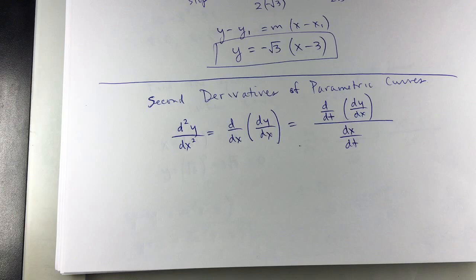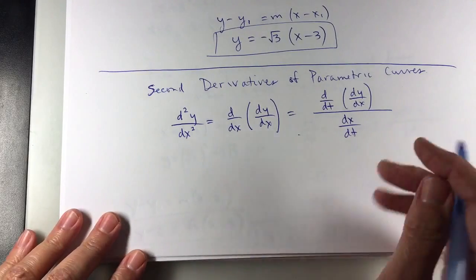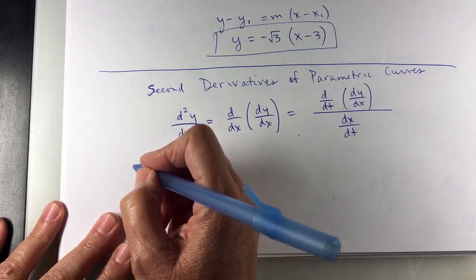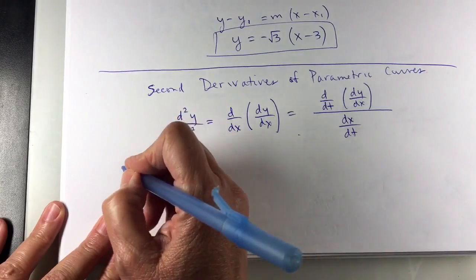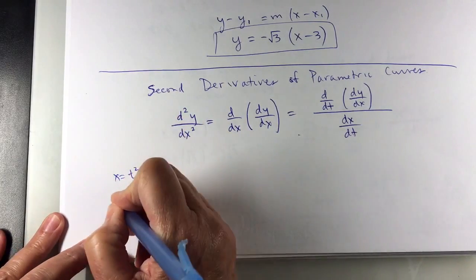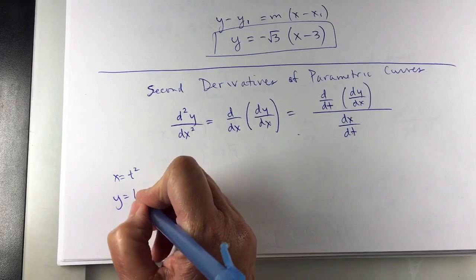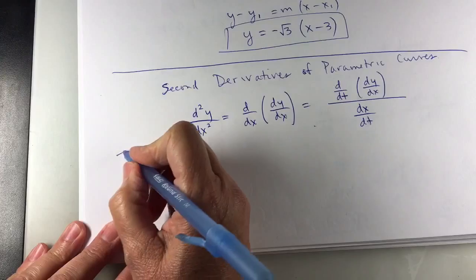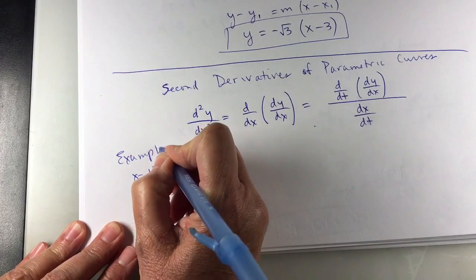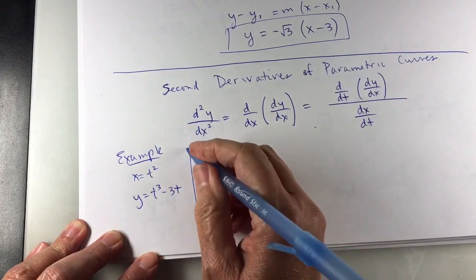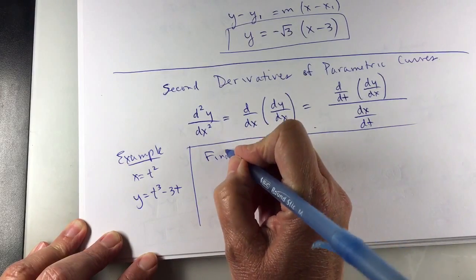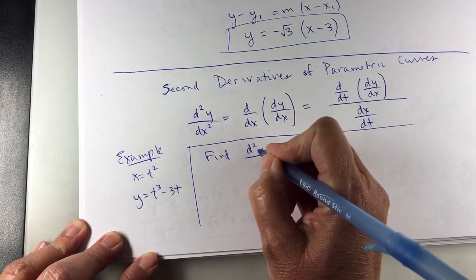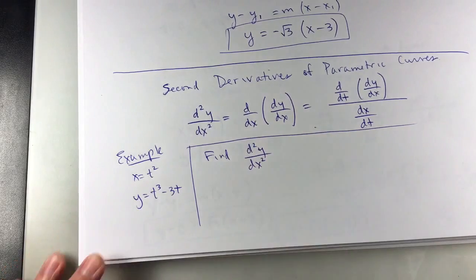So for the problem I just did, I want to go ahead and find the second derivative. Let's see, the one we just did was x equals t squared and y equals t cubed minus 3t. We'll find the second derivative with respect to x.